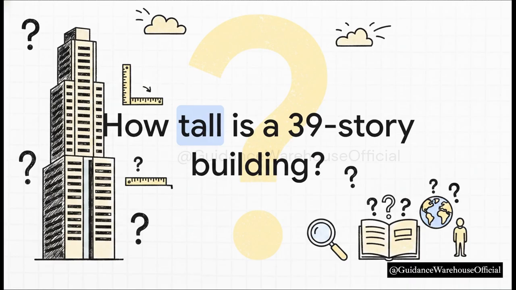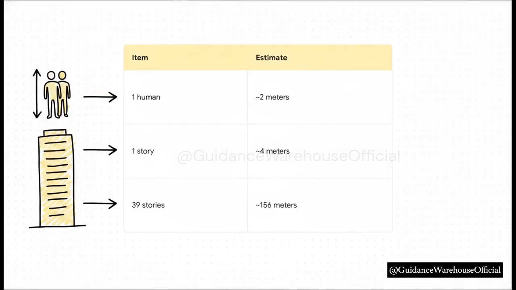You don't have a giant tape measure. You're not allowed to look it up on your phone. How do we solve this? Well, we do it by scaling up from known reality. We know from this basic life experience that an average adult human is about 2 meters tall.